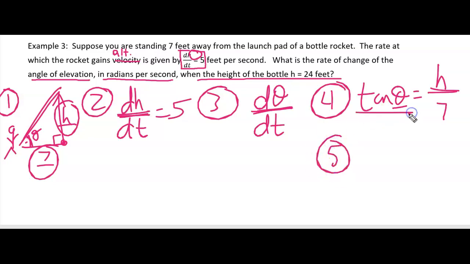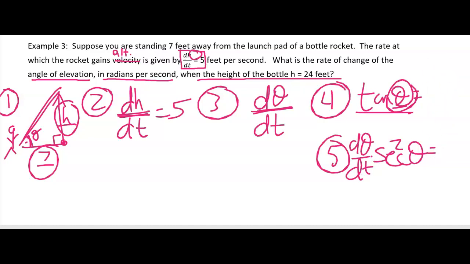So what's the derivative of tangent theta? Well, that would be secant squared theta. And don't forget, we've got to do the derivative of the inside, which is d theta dt. Now, h over 7, a better way to write that would be 1 over 7 times h. That way you would understand that the derivative is 1 over 7 times dh dt.